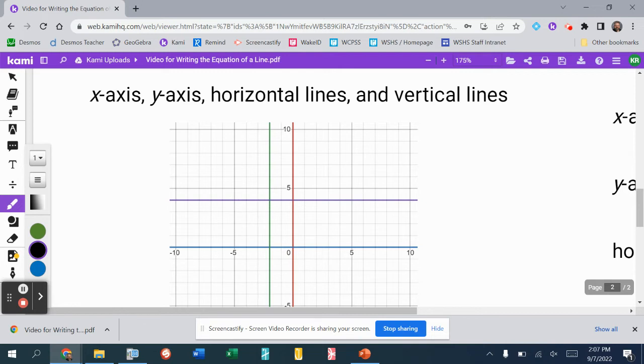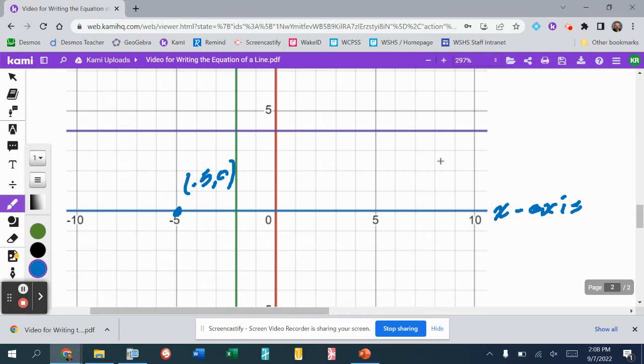So the x-axis, that's this line in blue right here. Remember, the x-axis runs left to right. If we look at some of the points along the x-axis and write their ordered pairs, for instance, if I pick this point here, the coordinates for it are -5, 0. If I come here, the coordinates at this point are 2, 0. And if I go further along the line, like over here, the coordinates at this point are 9, 0.